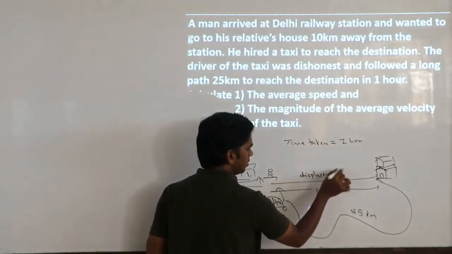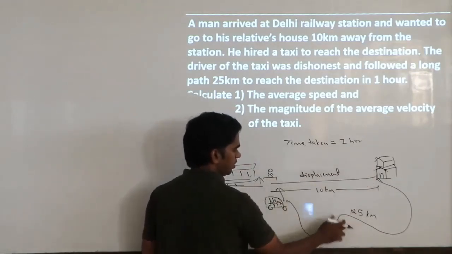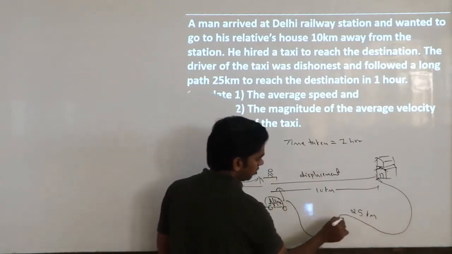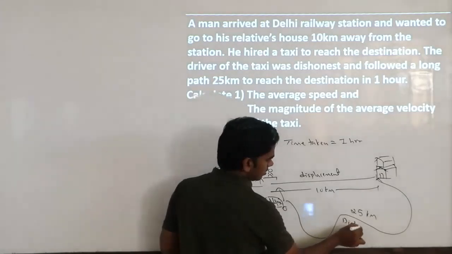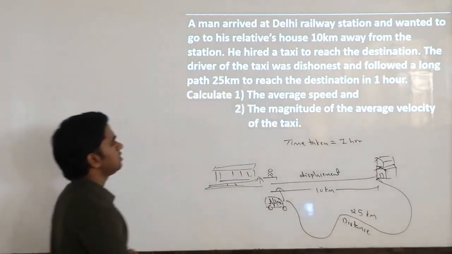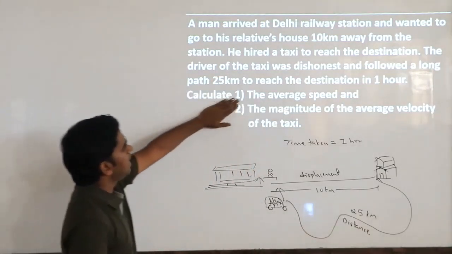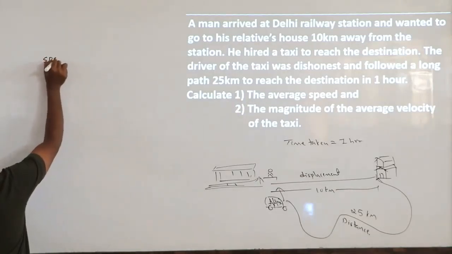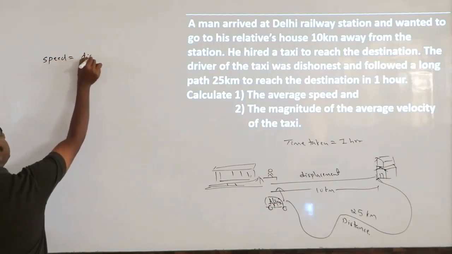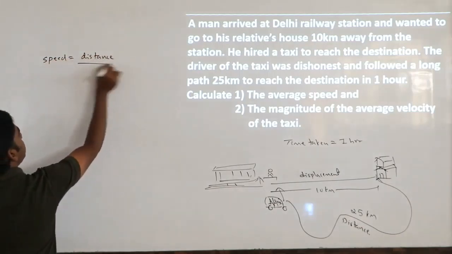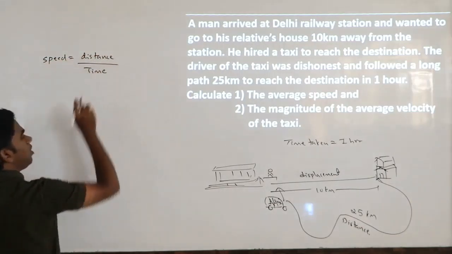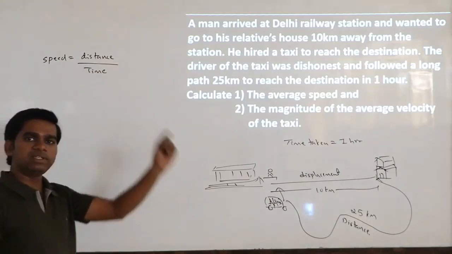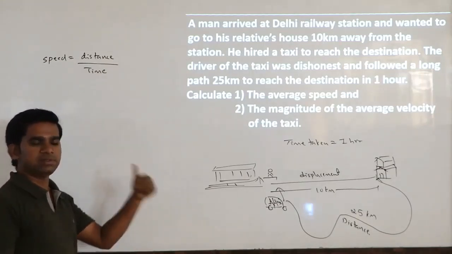Displacement is the distance between the initial and final position. This is the actual path traveled. Actual path traveled means it is distance. So what are they asking? Calculate average speed. Speed means distance divided by time, not displacement divided by time. Velocity means displacement by time, so speed means distance by time.